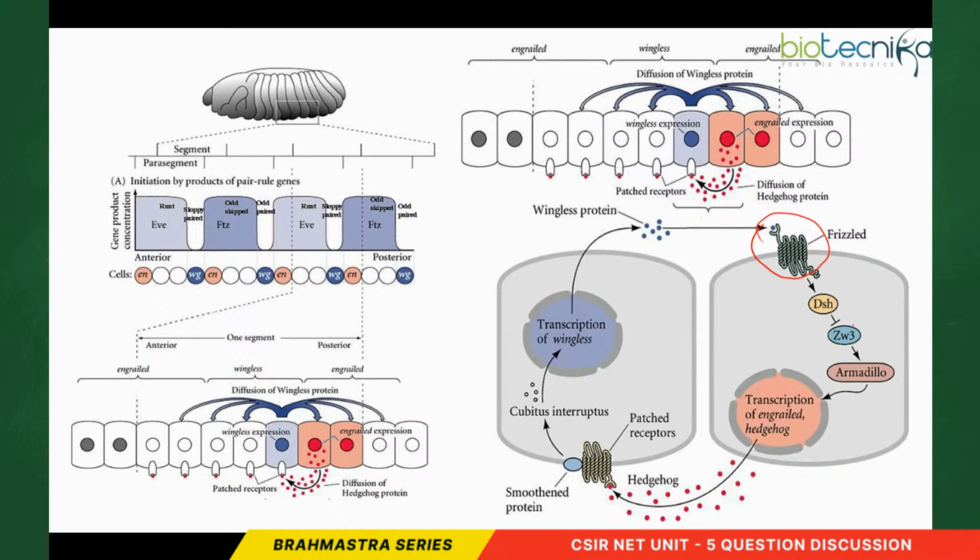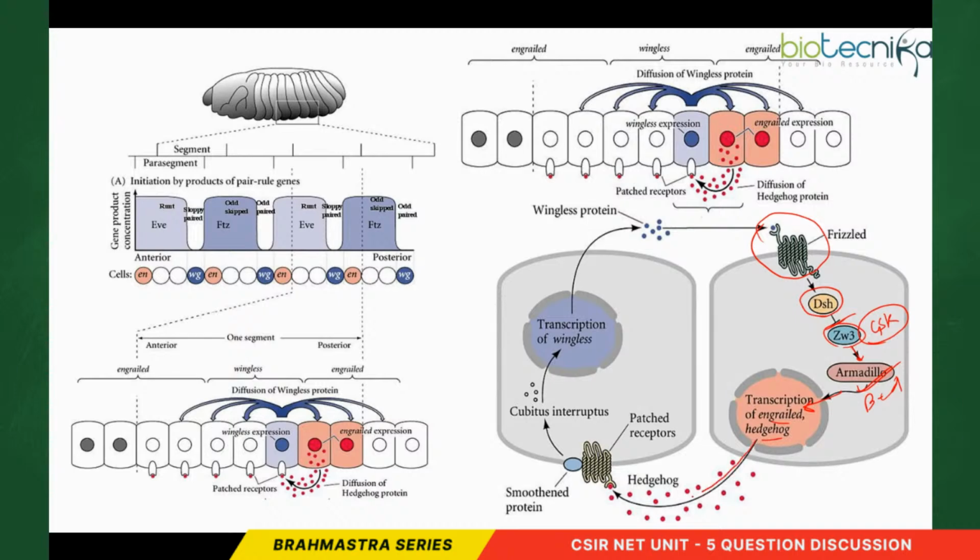So wingless will bind to the frizzled receptor. It would activate DSH. DSH inhibits ZW3, which is the GSK complex in the amphibian type. And because GSK is inhibited, armadillo, which is beta catenin, cannot be cleaved. So beta catenin can enter the nucleus and activate the transcription of engrailed and hedgehog, both.